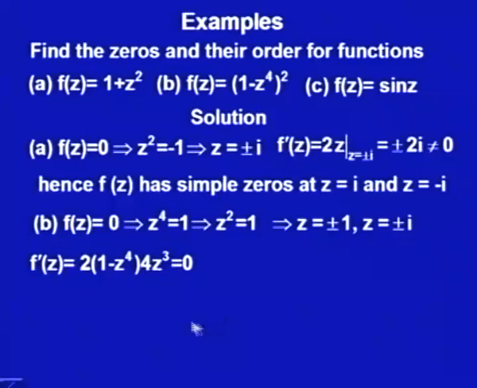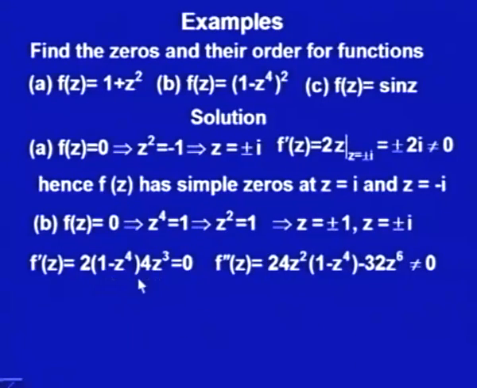Now, come to the second derivative. The second derivative from here, if we see, would be 24z square into (1 minus z to the power 4) minus 32 times z to the power 6. Now, the first portion of this second derivative, for z equal to plus minus 1 or plus or minus i, will become 0, but the second portion will not be 0, neither for 1 or minus 1 nor for i or minus i. So, the second derivative is not 0 at any of these points.